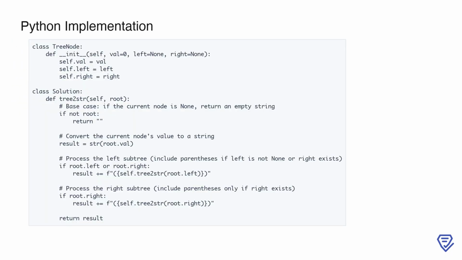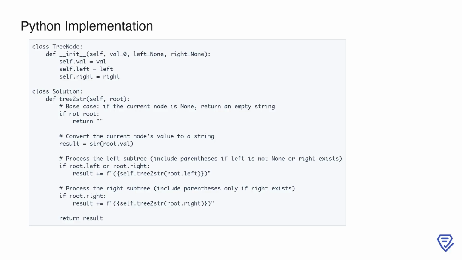This code solves LeetCode problem 606, Construct String from Binary Tree, by recursively converting a binary tree into a string representation using pre-order traversal. The tree2str function is the core of the solution. Here's the breakdown. 1. TreeNode class. A basic TreeNode class is defined with val, left, and right attributes to represent each node's value and its children. 2. Base case. The function first checks if the current node, root, is None. If it is, it returns an empty string because there's no value to process. 3. Node value conversion.